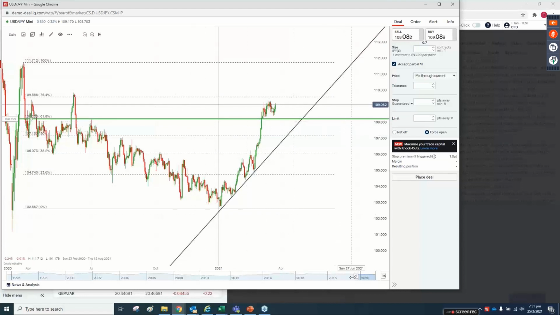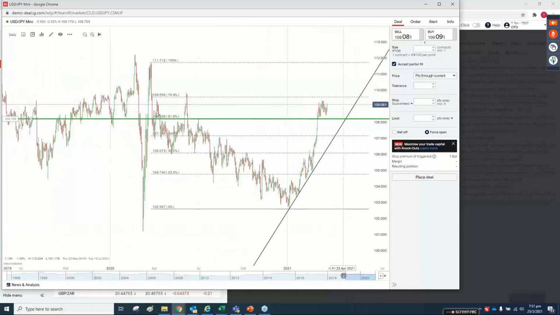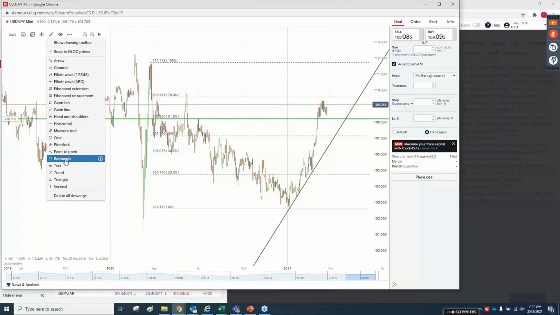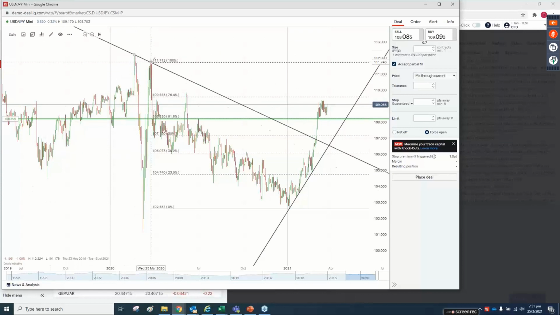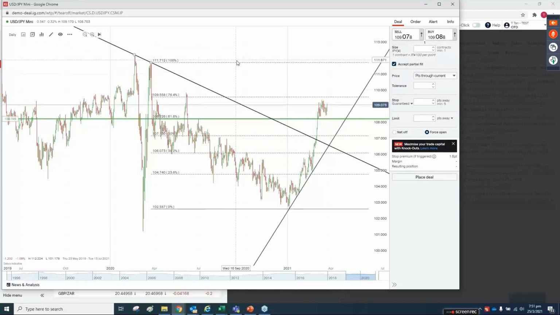Now, if I were to look at the bigger picture, I'll note something here. We're actually still forming lower highs. This high is lower than this high, lower than this high, this high lower than this high. All right, let me draw in this longer term trend line in. Okay, here. Once I draw in this trend line here, I can see that this area has already broken through here. So why am I still drawing this?